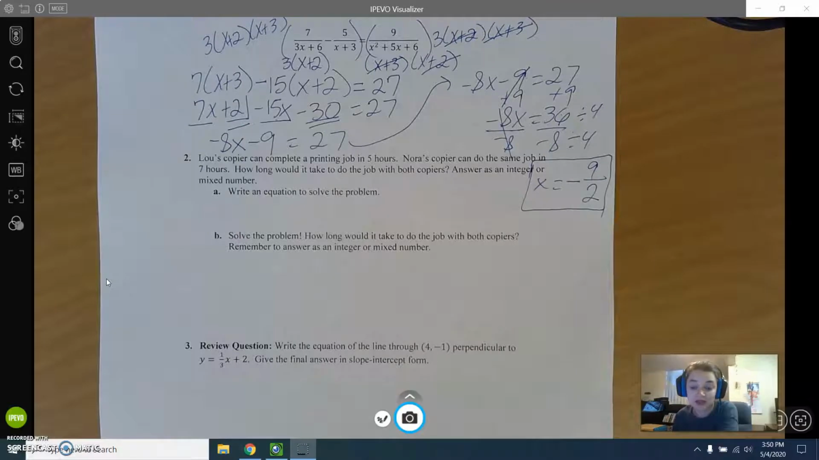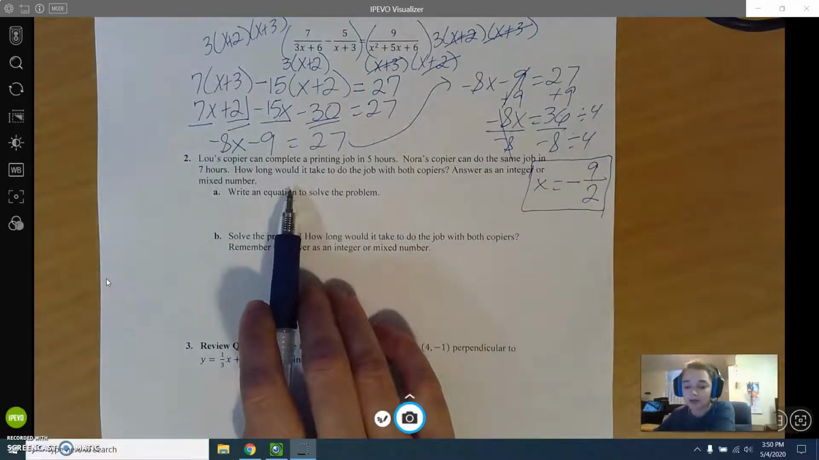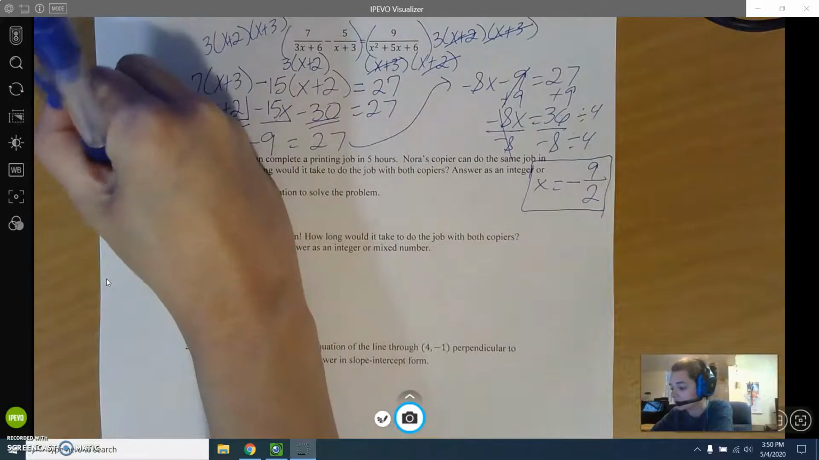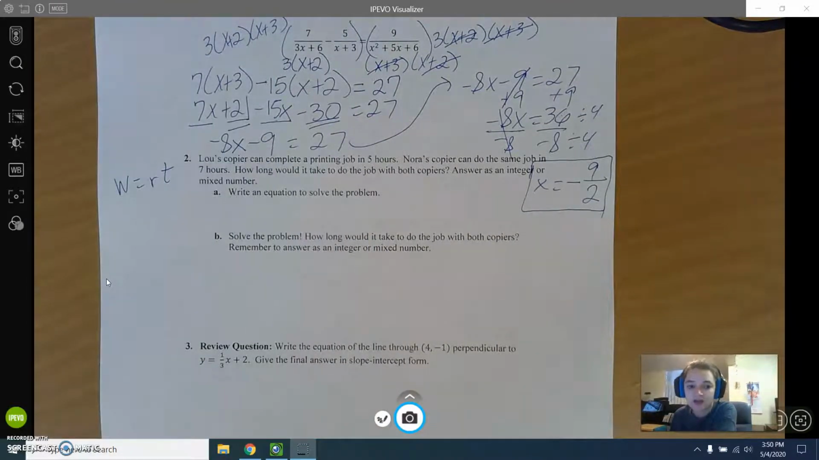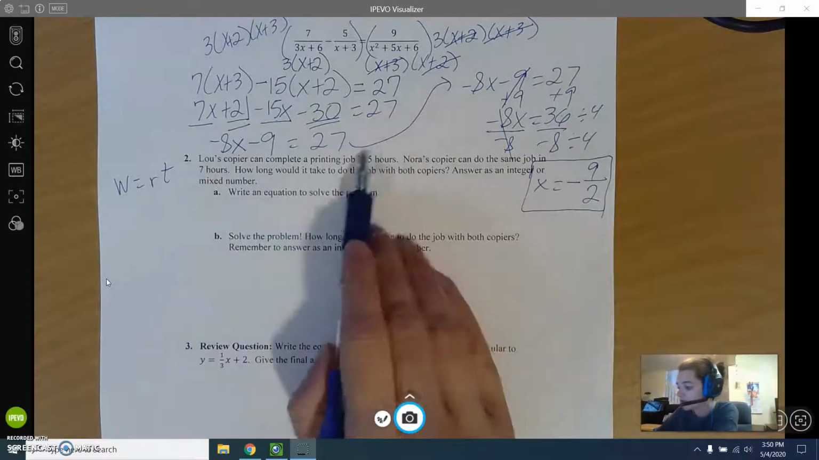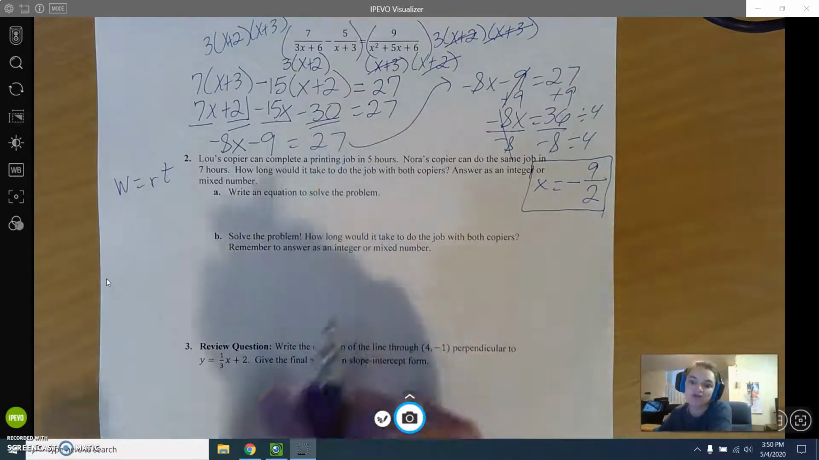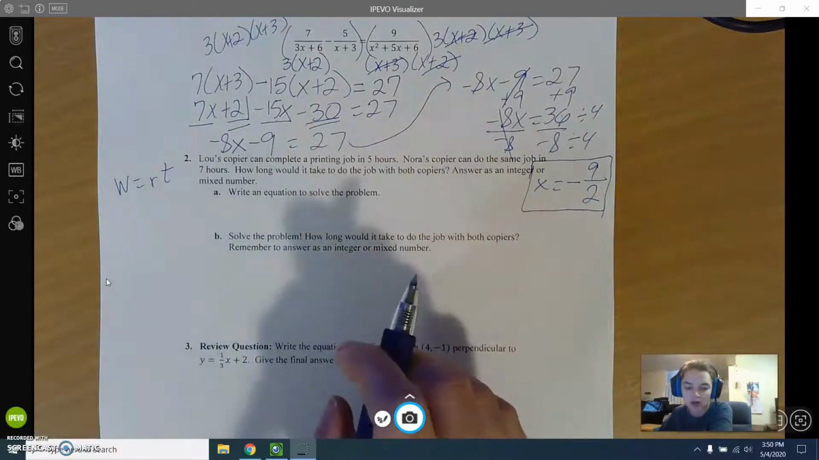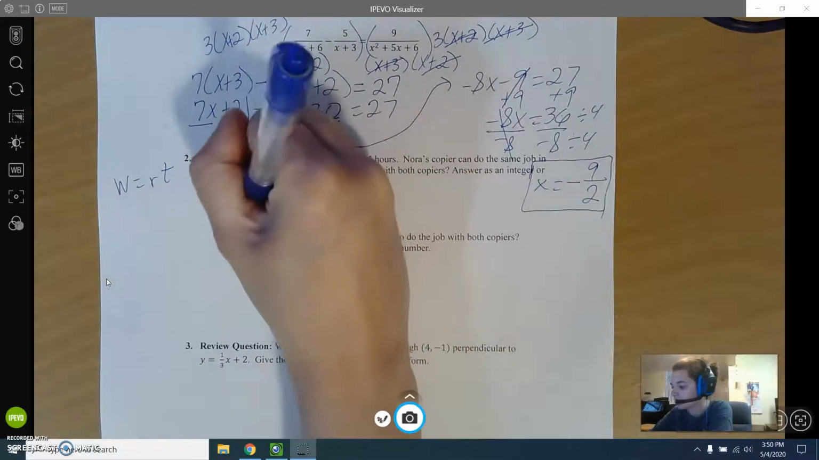So first thing, I just wanted to see your all's equation. How'd your setup go? So an equation to solve the problem. In general, this is a work problem, and work is equal to rate times time, okay? And so for Lou's copier, the rate, since it can do the whole job in 5 hours, the rate would be that it can do 1/5 of the job each hour. So the rate for that copying machine is 1/5.